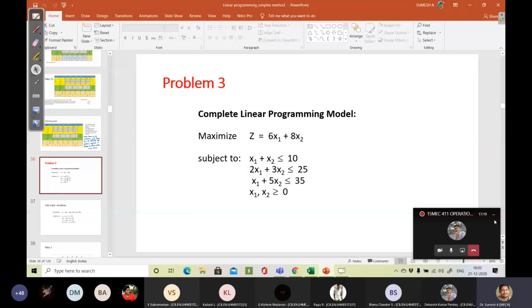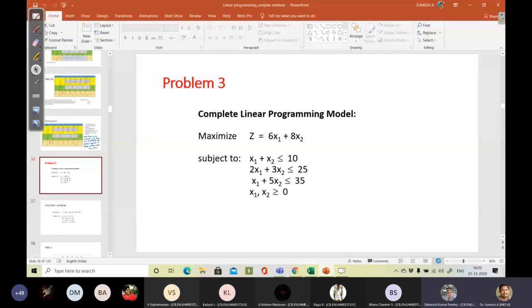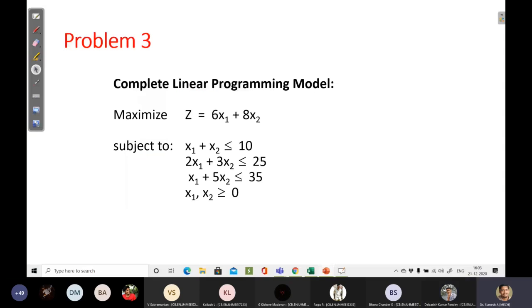Problem, what I think I gave you as homework. You can just have a look. So only 3 constraints are there. In the standard form, you have to add plus S1 here, plus S2 here, and plus S3 here, so equals 10, equals 25, and equals 35.